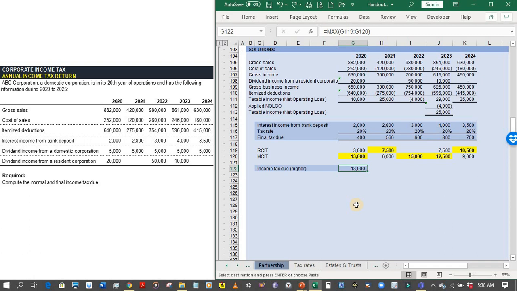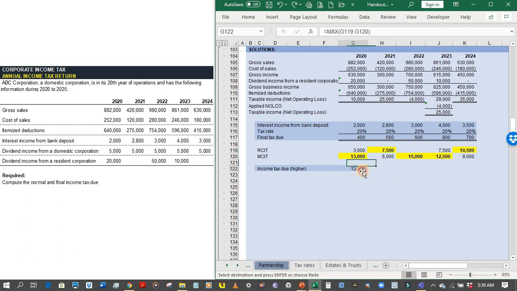However, there is no information given, and the only tax credit that we can determine is the excess MCIT. So the income tax due will be reduced by excess MCIT. And again, excess MCIT can only be deducted if the higher amount between MCIT and RCIT is RCIT. So for the years 2020 until 2024, we can only deduct excess MCIT during 2021 and 2024 because these are the years that RCIT is higher than MCIT. Again, excess MCIT can only be deducted once the RCIT is higher than MCIT.